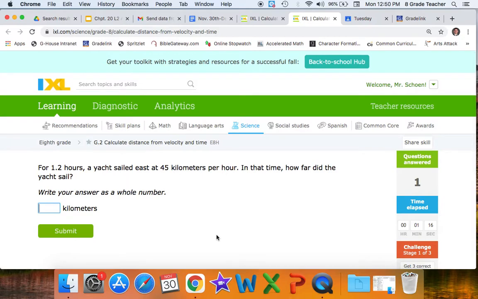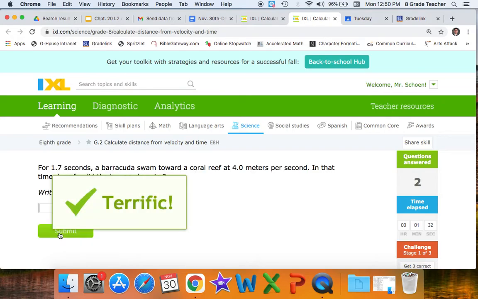For 1.2 hours, a yacht sailed east at 45 kilometers per hour. In that time, how far did the yacht sail? So I take the speed and multiply by the time. I take 45 times 1.2 equals 54 kilometers. And I got it right.